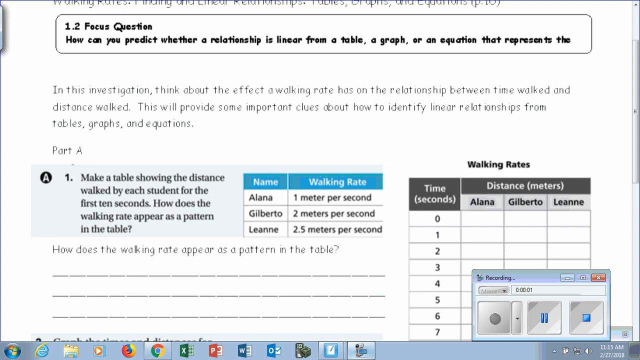Okay, so today we're going on to section 1.2 notes to determine whether a table, graph, or equation are linear or not. That's what we're going to be focusing on. So in 1A today, they said to make a table showing the distance walked by each student for the first 10 seconds. How does the walking rate appear as a pattern in the table?